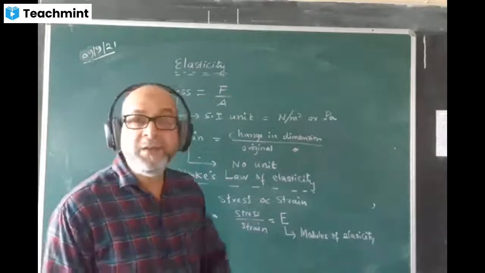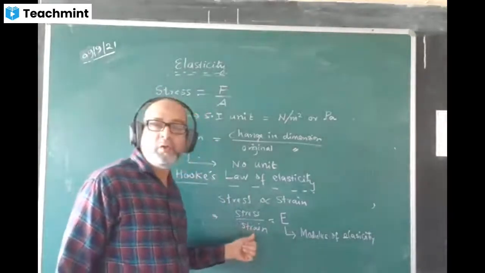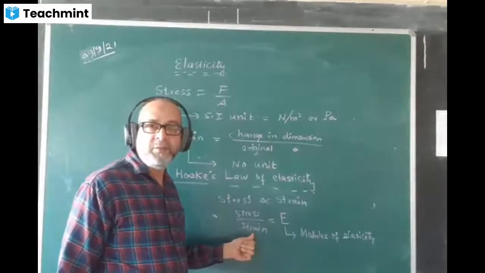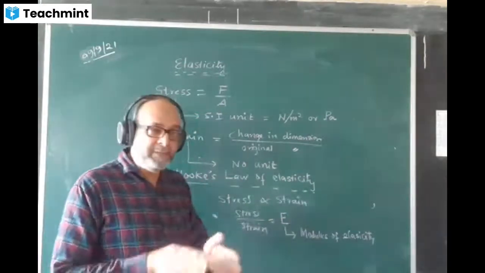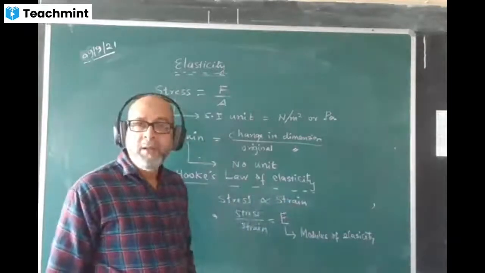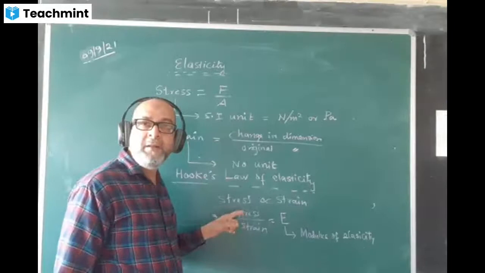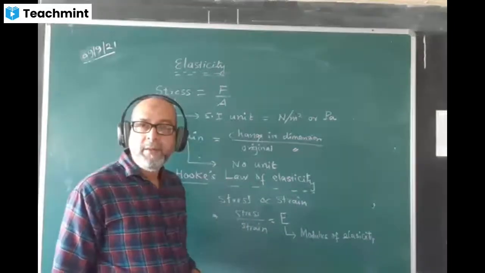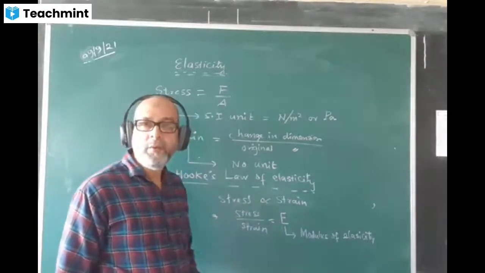But to answer this, we say like this. For the same strain produced, we answer like this. For the same elongation, or for the same change in dimension, stress is more in steel than in rubber. When the stress is more, then the elasticity will also be more.